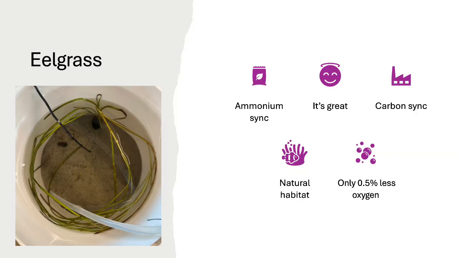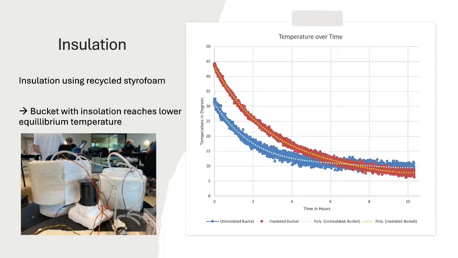In our experimental setup, we wanted to make sure that our mussels didn't suffocate due to high levels of ammonia. Therefore, we introduced eelgrass into our system to work as an ammonium sink. This came with other benefits as well, such as carbon sink and mimicking of natural habitat, and we had close to no oxygen depletion. We insulated our buckets using recycled styrofoam.